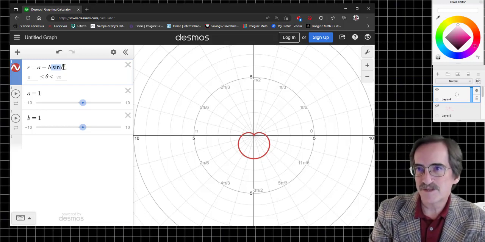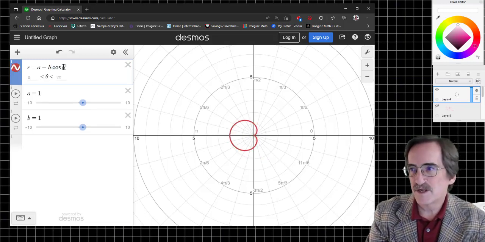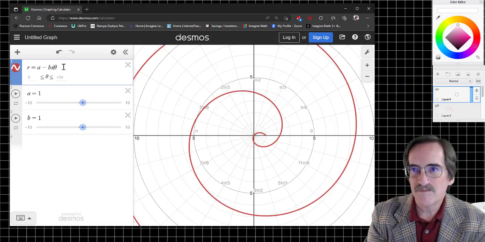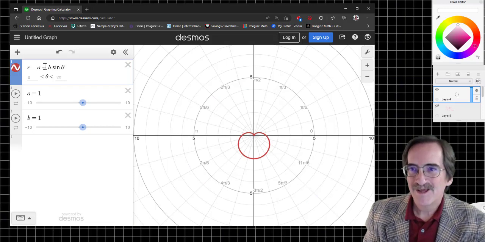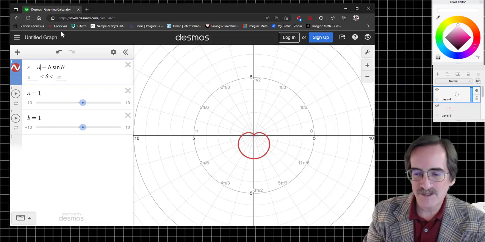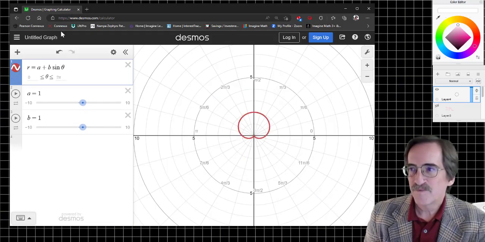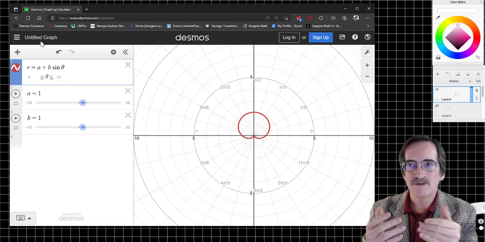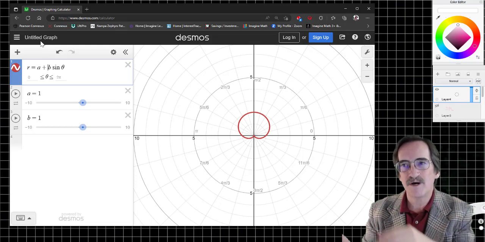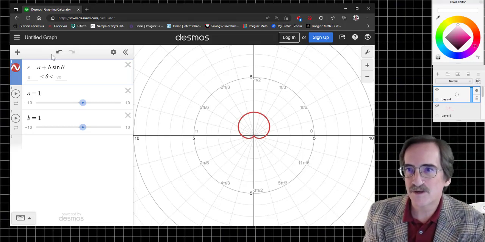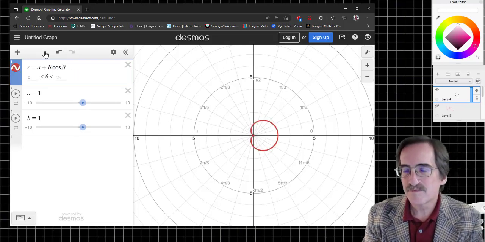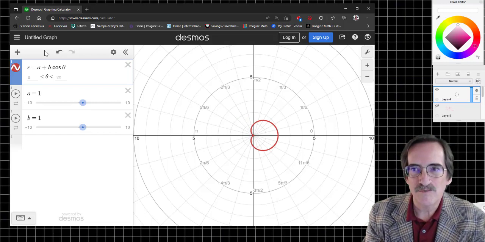Sine has it pointing down. Cosine has it pointing left. Change it back to sine, and change the minus to a plus, and now it's pointing up. So positive on the trig function causes it to point in the positive direction. It's still a cardioid, and cosine theta will cause it to point to the right. So that's important to recognize.